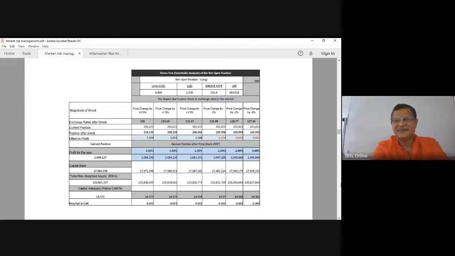On the other side, if the rate goes down, you will have a loss of 2 million if it is 1% down. 4 million if 2% down, and 6 million if 3% down. Then you apply the current year's profit of that particular bank. It is not mentioned here, but the change has been done. It's mentioned here, 2,049,127 was the position at that particular time.